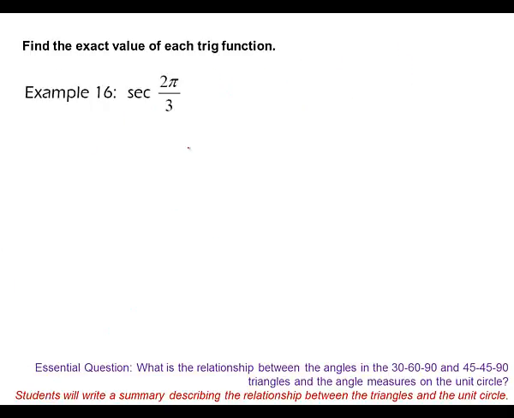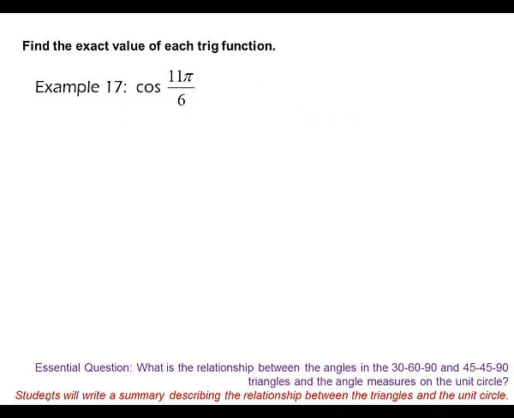All right. 2 pi over 3, which quadrant is it in? Second quadrant. Secant, positive or negative in the second quadrant? Negative. All right. Which color triangle for 2 pi over 3? Green. And we're doing secant. So what's your hypotenuse? 2. And your adjacent? 1. So -2 should be the answer.